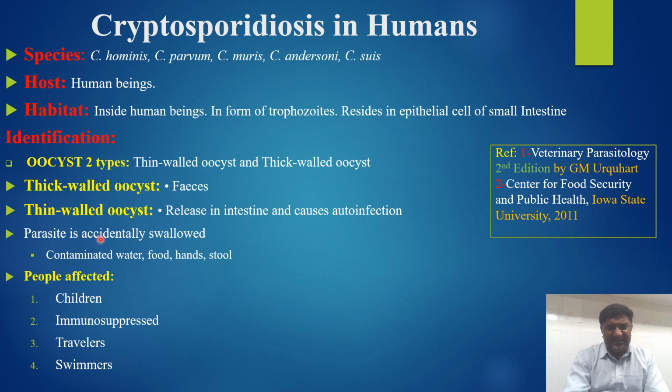The parasite is accidentally swallowed through contaminated water, food, hands, and stools. The people affected are children, immunosuppressed people, travelers, and swimmers.